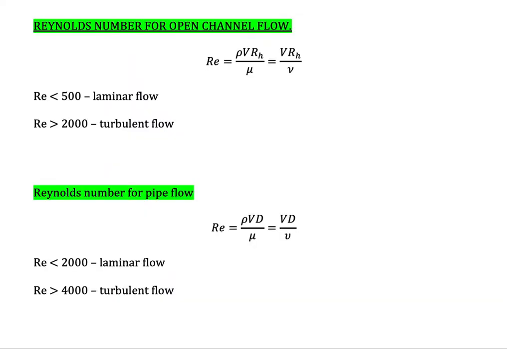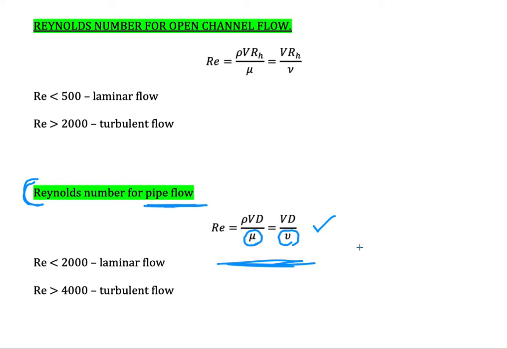Then we go for the second equation, which is the Reynolds number for open channel flow. I think you are very familiar with the Reynolds number because we use it to determine whether the flow in a pipe is laminar or turbulent. So I think you already know the equation here. Reynolds number is equal to rho Vd over mu or Vd over nu, where mu is the dynamic viscosity and nu is the kinematic viscosity. I hope you remember this equation.